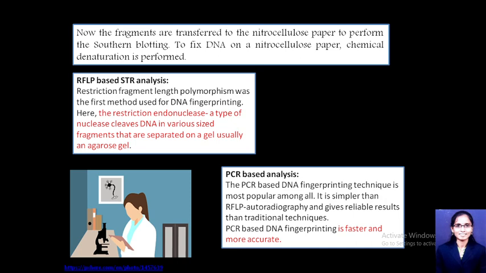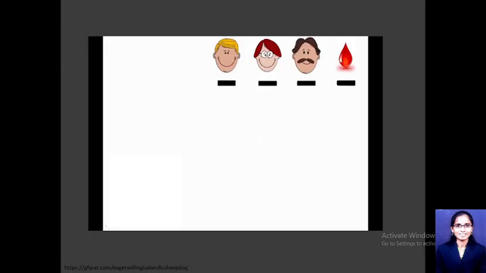Now restriction fragment length polymorphism was the first method which was used for DNA fingerprinting, where the restriction nuclease enzyme cleaves the DNA at various sites and the fragments are separated on the gel. PCR based analysis is very popular and much simpler than the RFLP based method, and here we get a reliable result during interpretation.